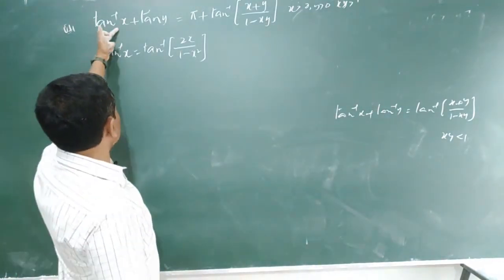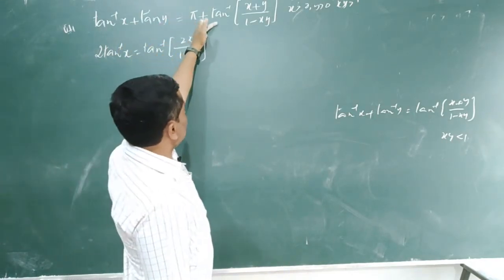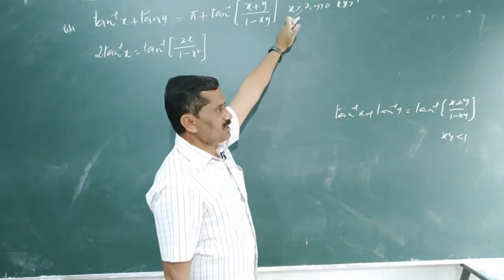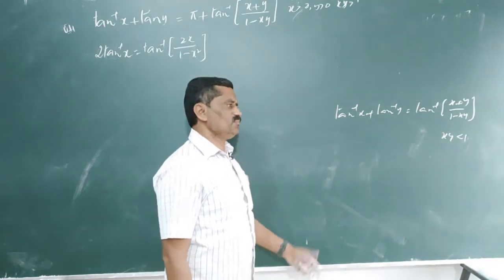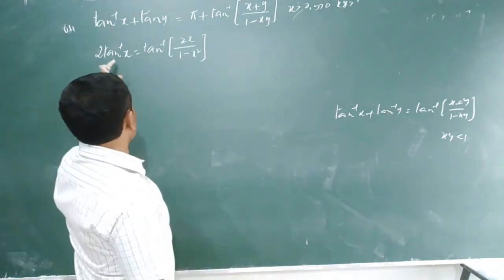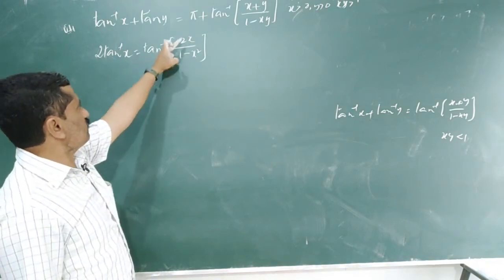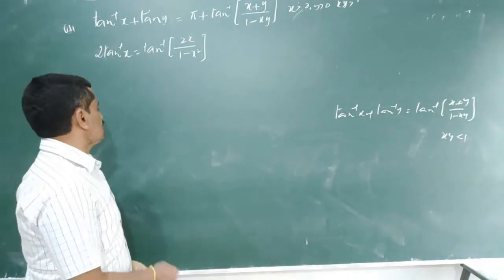Here we have tan inverse of x plus tan inverse of y is equal to pi plus tan inverse of (x plus y) all divided by (1 minus xy) when x, y greater than 0 and xy greater than 1. We will see the proof later. Next we have the second one, that is 2 tan inverse of x is equal to tan inverse of 2x divided by (1 minus x square). We will prove this. Okay.